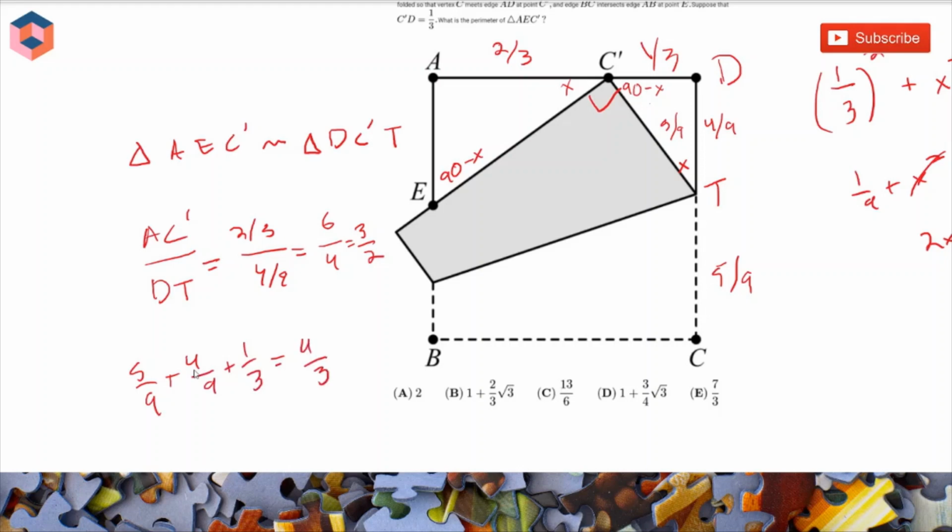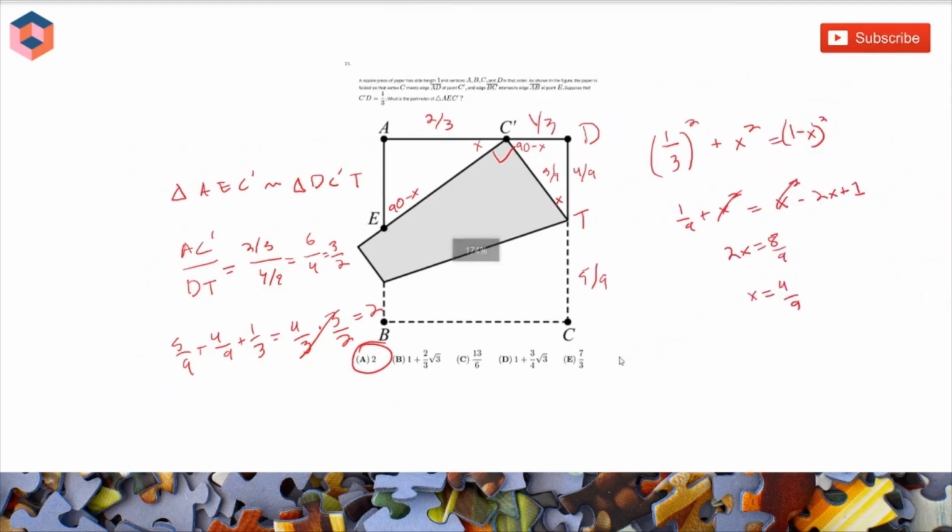Now, the perimeter of AEC prime is just 3 over 2 times this, because the ratio of the perimeters is the same as the ratio of the sides. If it was area, we would square it, but we're not doing that here. So we can just multiply this 4/3 by 3/2 to get 4 over 2, which equals 2, giving us an answer of A. A pretty easy problem for number 21.